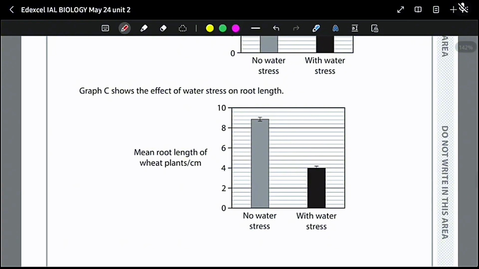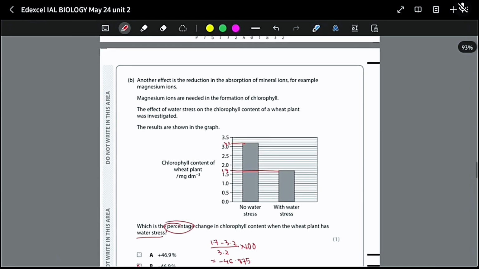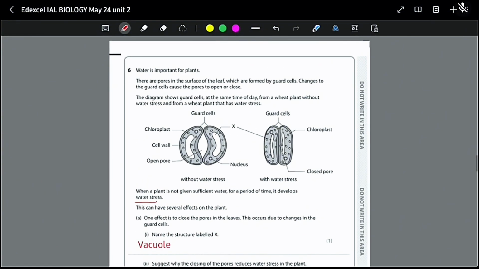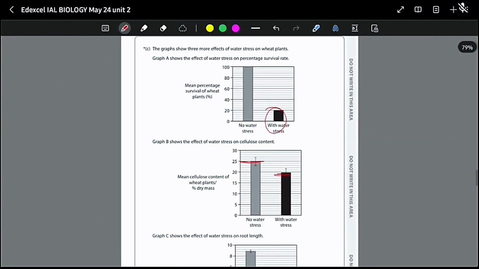So basically we realize that for the whole of question 6, we used the information about magnesium ions and chlorophyll content, the water stress and no water stress part, and our own knowledge. In our own knowledge, we described how the mean percentage would be affected by fewer plants surviving due to less water, or water deficiency. And another use of own knowledge was when we said that lower cellulose content will weaken the cell walls and reduce the structural support and tensile strength. So that was own knowledge.